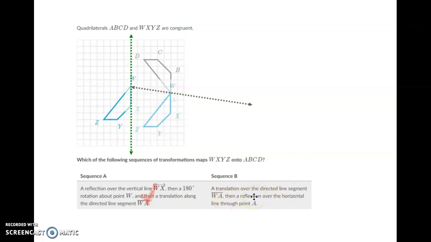and then a reflection or a mirror over a horizontal line through point A. So here's point A, and there's my mirror, and so I'm going to do a reflection of that piece on the mirror, and when I reflect it, it reflects right over to the other side. And so, yes, this one works also. That was a tough one.